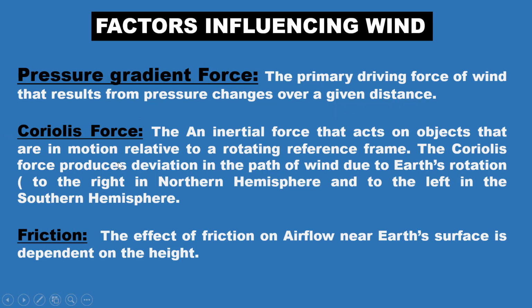And Coriolis force produces deviation in the path of wind due to the Earth's rotation, to the right in the northern hemisphere and to the left in the southern hemisphere. Also, friction causes an influence on the wind movement.